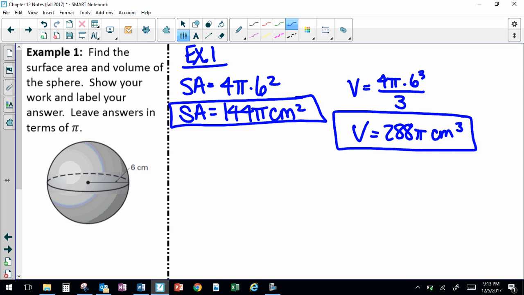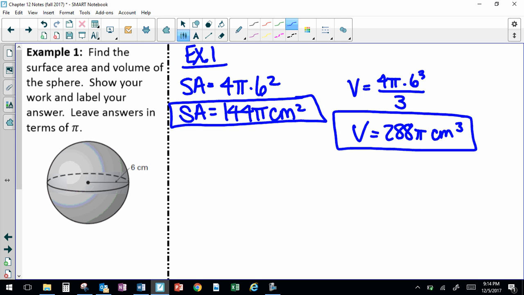And then if they asked for the approximate, this did not, it just said leave it in terms of pi, which are your exact answers. Then you just type that in using 3.14 for pi. So pretty straightforward, but you'll do some practice problems where maybe they give you the surface area and they want you to solve for the radius, or they give you the volume and want you to solve for the radius.